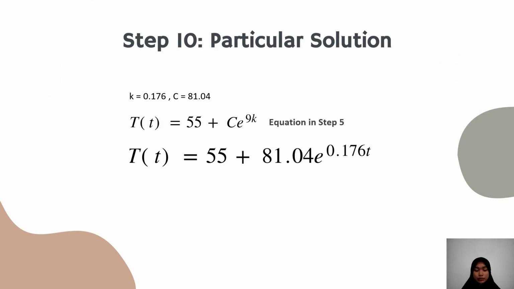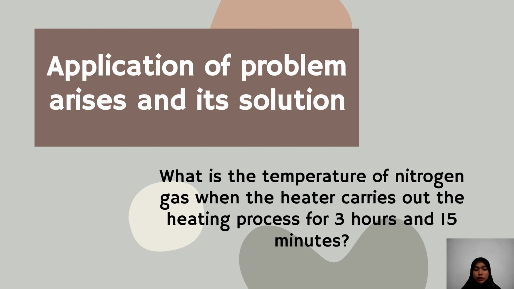Okay, for the last step, we need to find the particular solution. Since we already know the values of k and c, we can substitute them into the equation in step 5. And then we will get T is equal to 55 plus 81.04 e to the power of 0.176t.